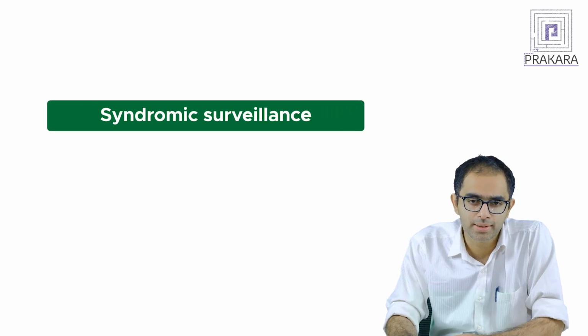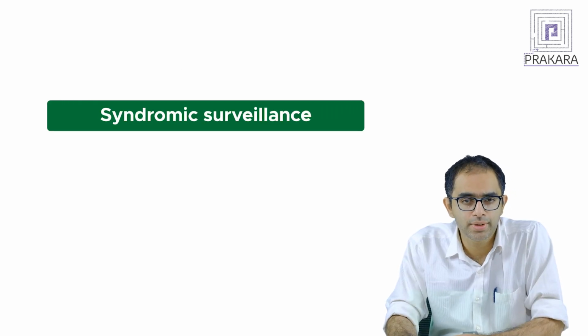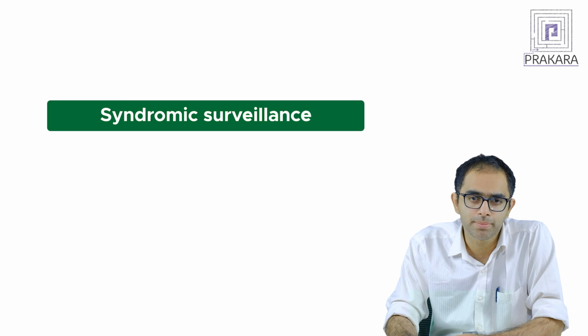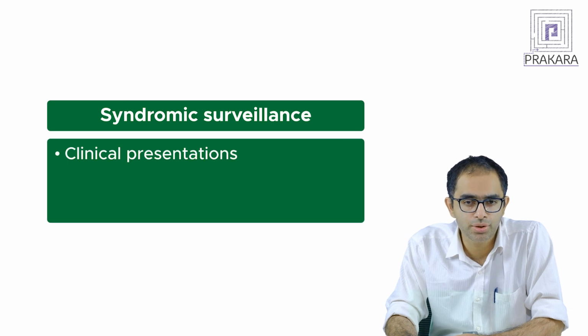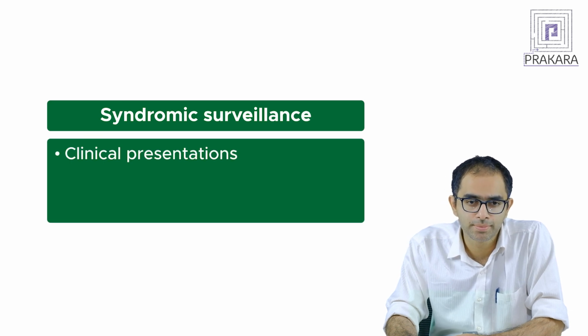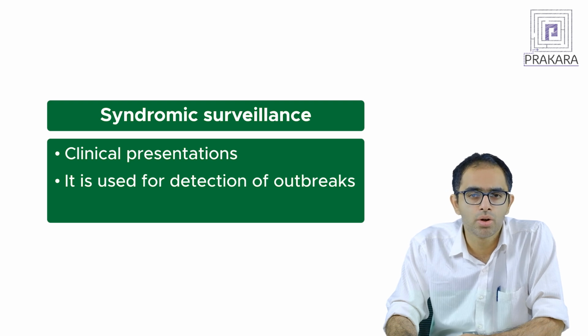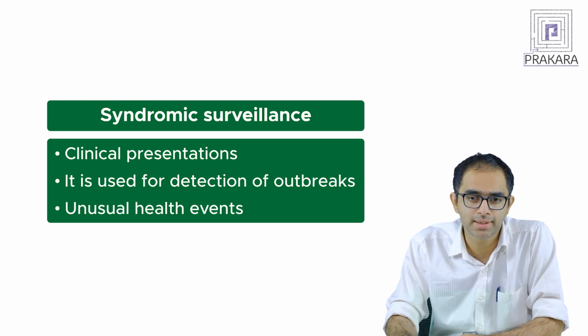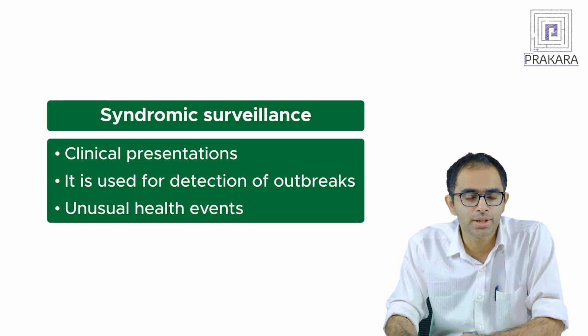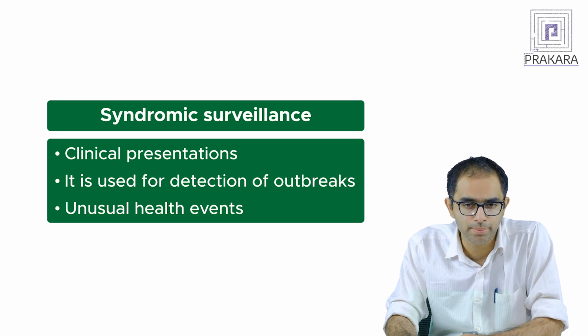Syndromic surveillance. In syndromic surveillance, patterns of symptoms or clinical presentations are monitored. It is usually used to detect outbreaks or unusual health events in real time based on early warning indicators such as through emergency departments or absenteeism rates.